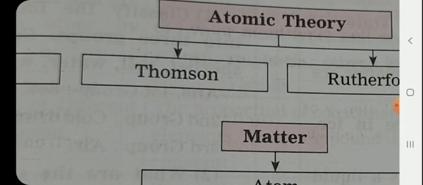Then Thomson explained the atomic model as positive charge is distributed throughout the atom and negatively charged electrons are embedded in it. The distributed positive charge is balanced by the negative charge on the electrons. Therefore, the atom becomes electrically neutral.